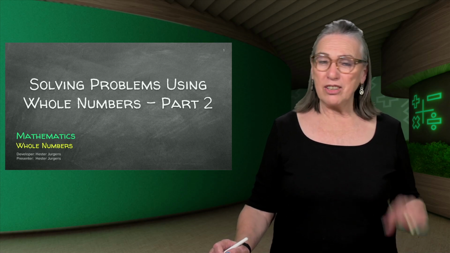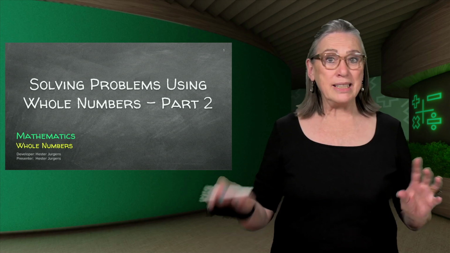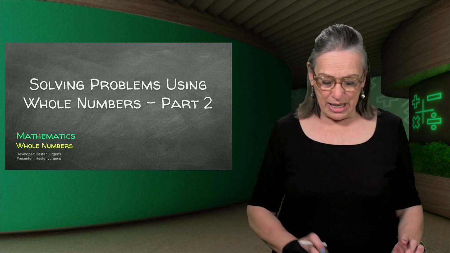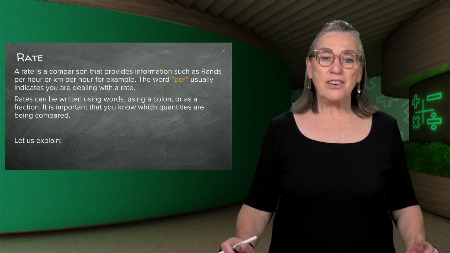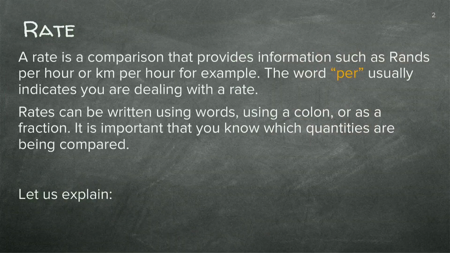And we're going to start. Can you still remember last time we did ratios, right? Today we're going to do rate. Now, a rate is a comparison that provides information such as rands per hour or kilometers per hour, for example. So the word that we must look for is per. The word per usually indicates that we are dealing with rate, okay?